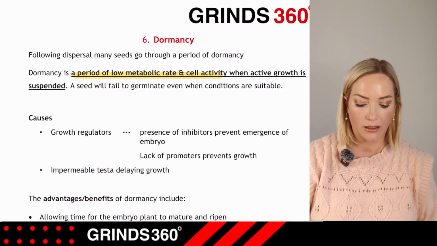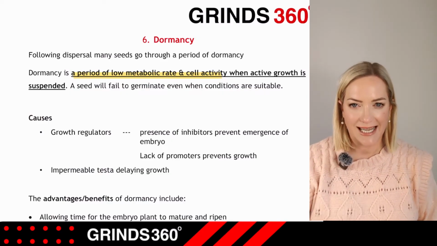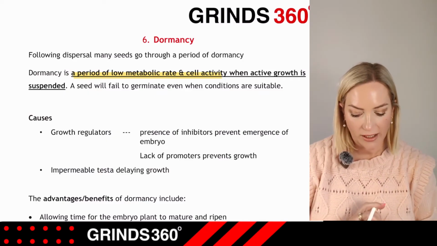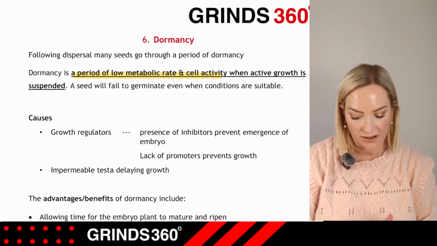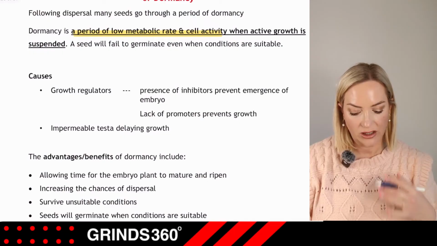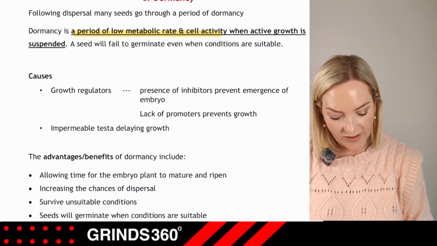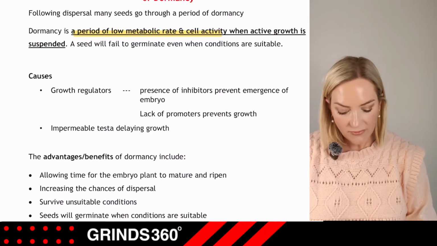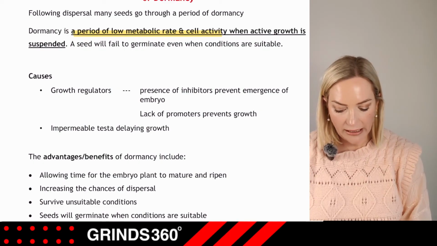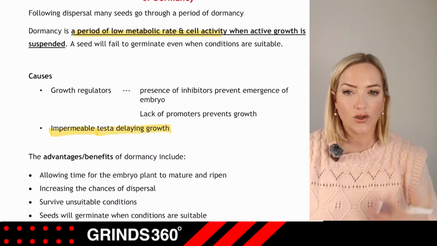It's a period of low metabolic rate and cell activity. That's what it is. So a seed will fail to germinate when conditions are suitable. What can cause this? So growth regulators can cause dormancy. So the presence of inhibitors prevents the emergence of the embryo, or we have a lack of promoters that prevents growth, or there may be an impermeable testa.